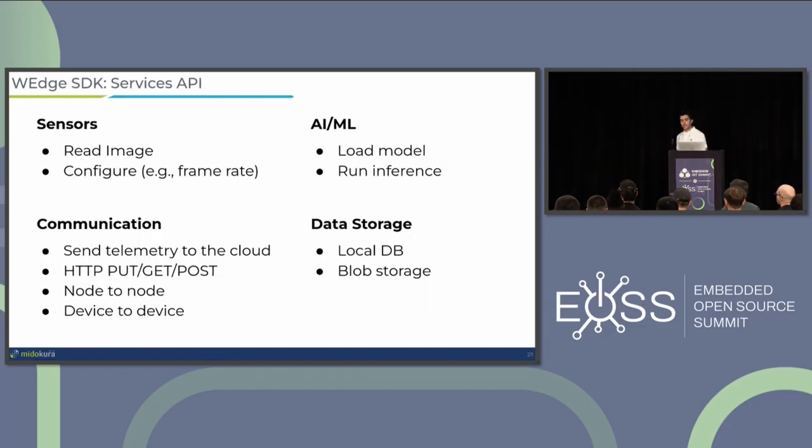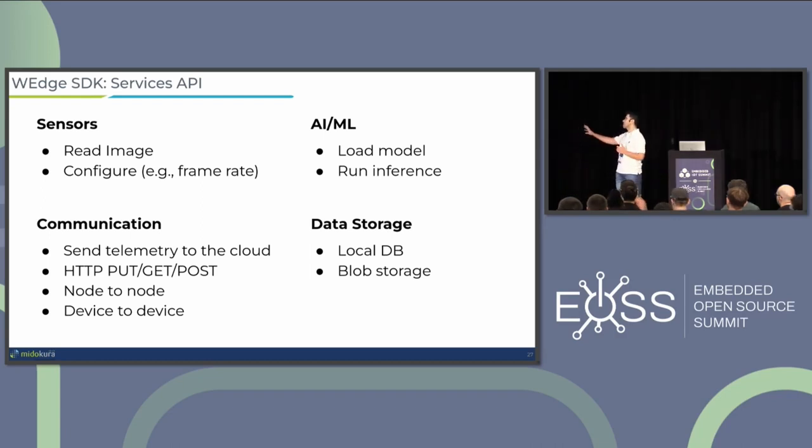The Wedge also provides SDKs. For instance, for the sensors: how to read an image, and how to configure the sensor. Some basic AI machine learning ones: how to load a model, how to run inference. And this part is not a Wedge SDK per se, but it's by using WASI-NN, that is something that is a standard. Then there are some communications APIs, such as send telemetry to the cloud, or do some HTTP requests. And finally, some node-to-node messaging passing and device-to-device.